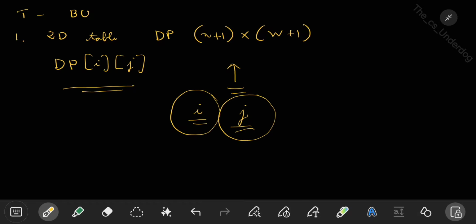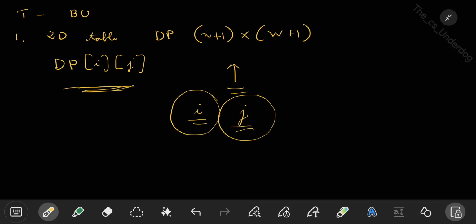So you already understood that the final answer will be present in dp of n w, because this will tell you that if you use all the n items and the capacity of the knapsack is w, what is the maximum value possible. And this is why we call it bottom up. We are going to solve the smallest entry first, and then we'll slowly build the table up so that the entry in dp n w is filled. This is what we are going to do.